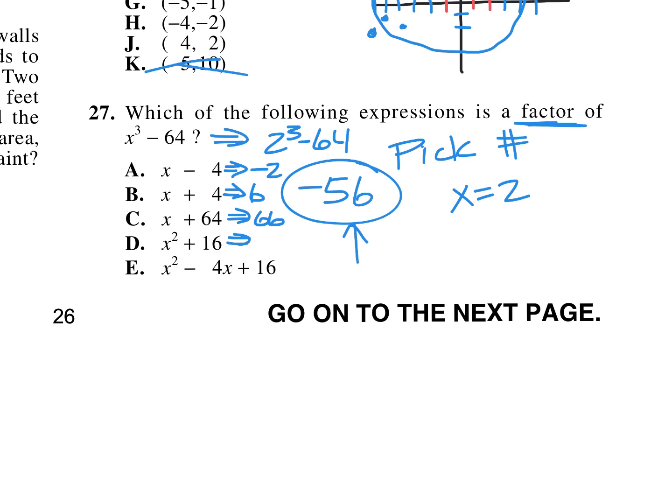This one, 2 squared is 4. 4 plus 16 is 20. Does 20 go into 56? No. And then I do this one. 2 squared is 4. 4 minus 8 is negative 4. Negative 4 plus 16 is 12. Does 12 go into 56? No. So there was my answer.